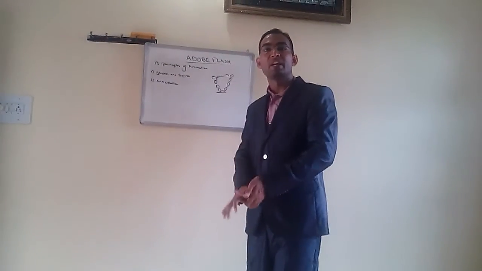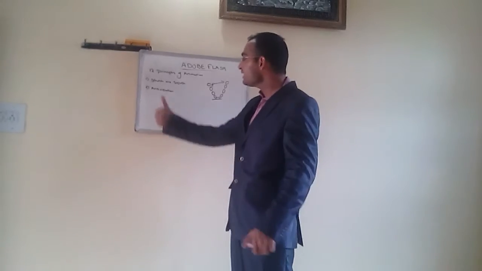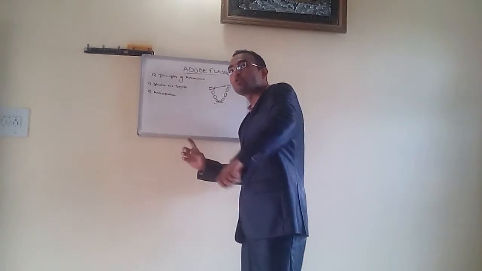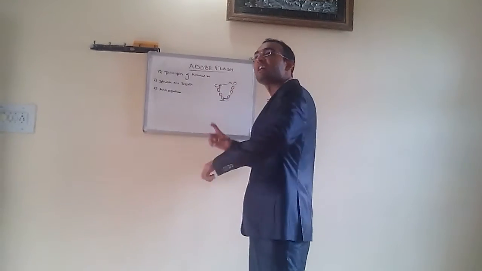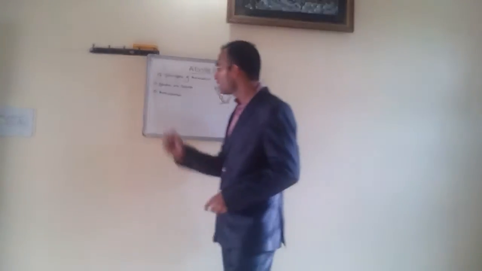Then only he can hit the ball. If he has to throw a ball, he has to put his hand back. Then only he can throw the ball. That is called anticipation. Let the audience know what is going to happen. If he wants to throw the ball, he will definitely put his hand behind. Then only he will be able to throw the ball. That is called anticipation.